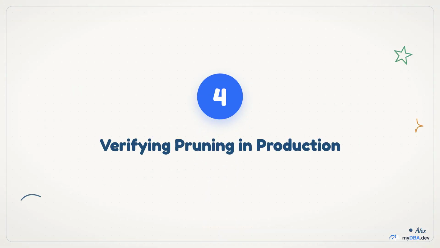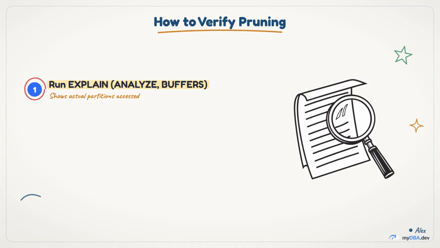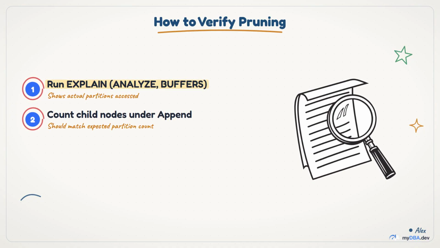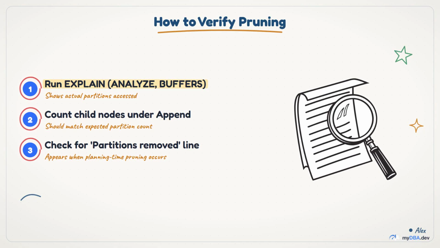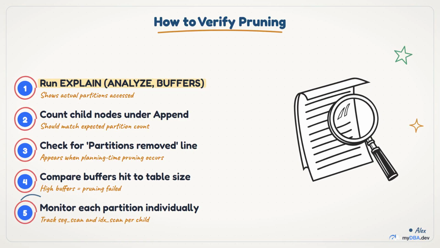One way to know if pruning is working is to check the plan. But other methods like analyzing query performance metrics can also help. What should I look for in the plan? Explain Analyze is a key tool. Look at the append node and count how many child scans appear. If you're querying 1 month and see 12 children, pruning worked. If you see 100, it didn't.